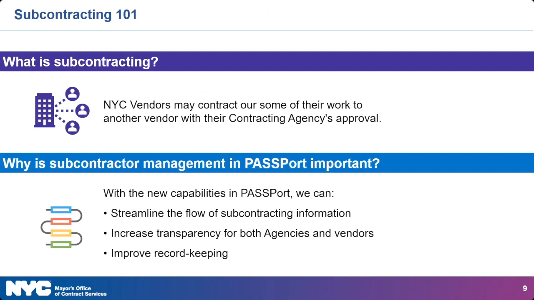So why is this important? Subcontracting has been part of city procurement for a long time. And with the newer capabilities in Passport, we can streamline the flow of information, increase transparency for both agencies and vendors, and improve record keeping and simplify the process so that it doesn't rely on so many offline actions.